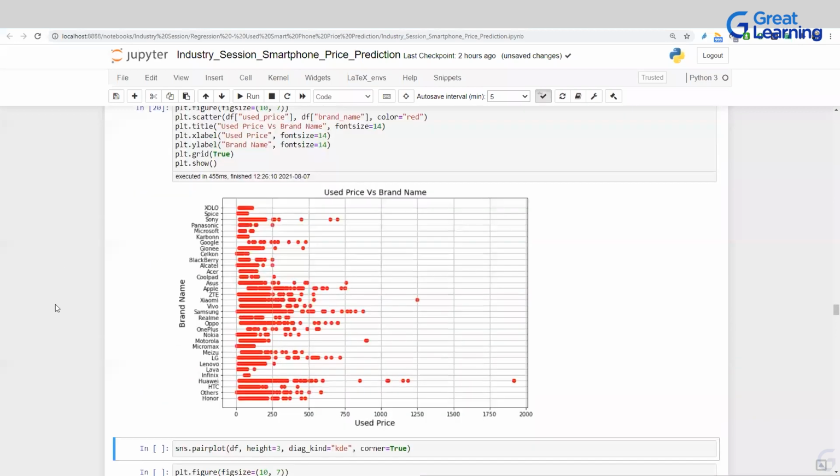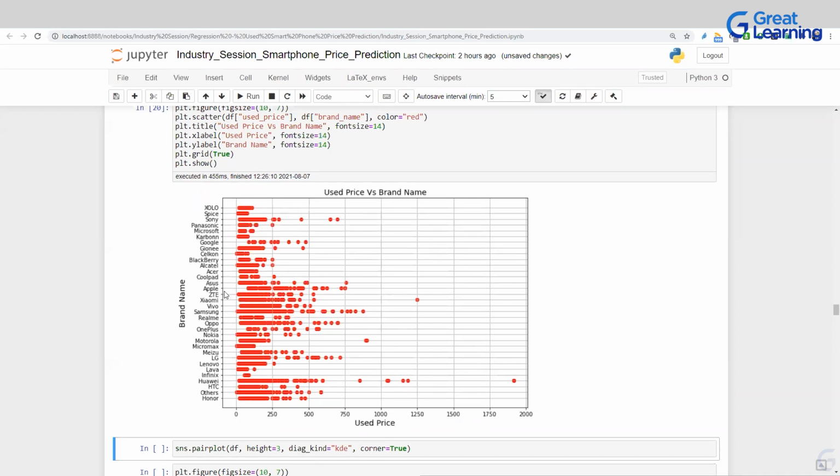And with respect to brand, we can see here Apple, being one of the brands, is getting the highest prices for the used phones. Huawei is also one of the market leaders, wherein they are dominating the market in the used phone space as well, with a higher price range, right?